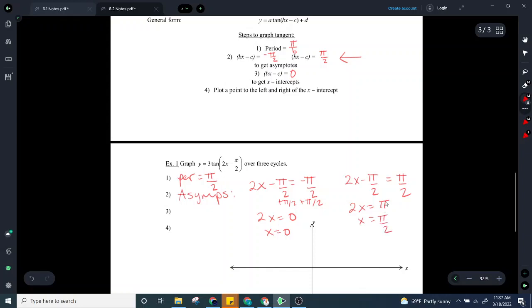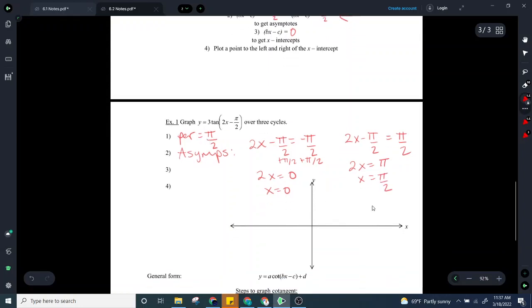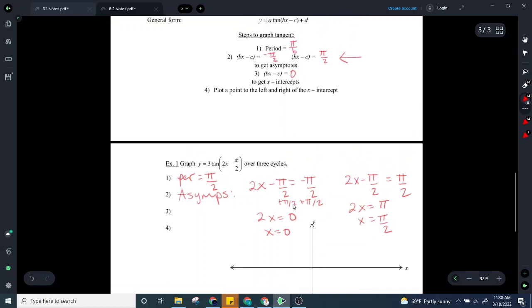What I want you to notice is that we said the period should be pi over 2, and it is if my asymptotes run from a distance of 0 to pi over 2. That's exactly a length of pi over 2. Let's go ahead and get the intercepts.